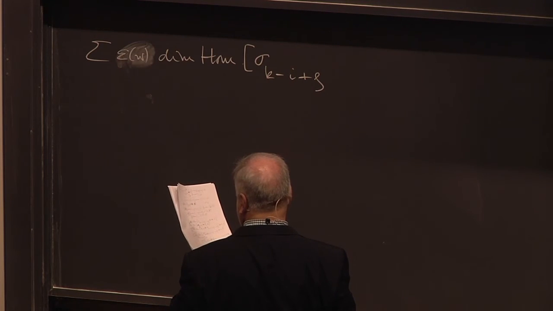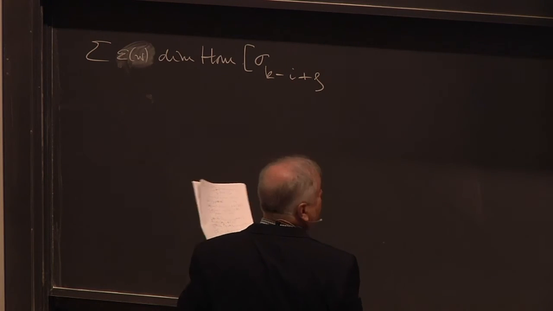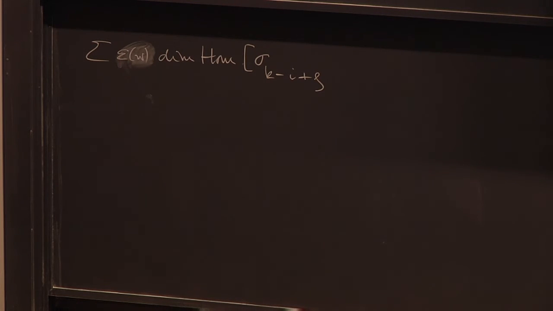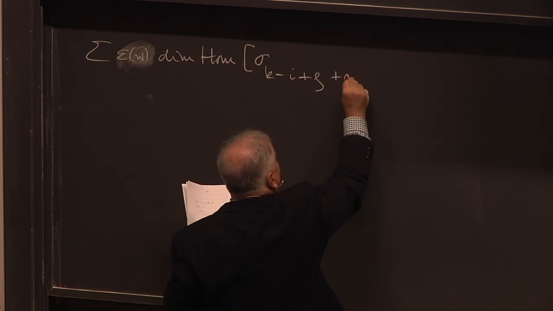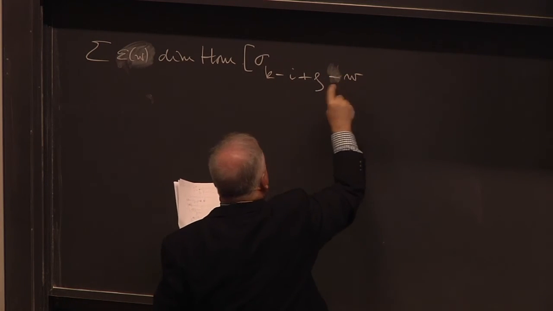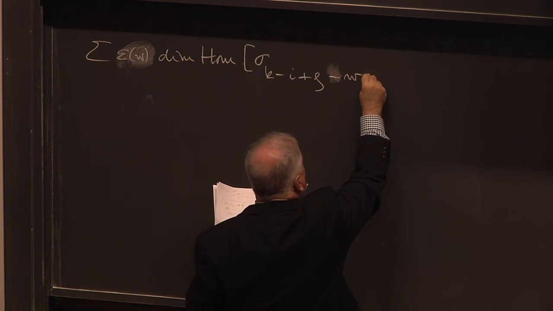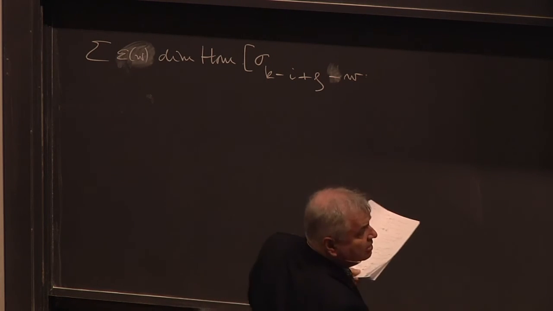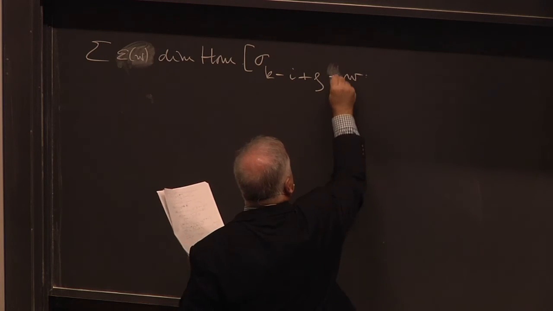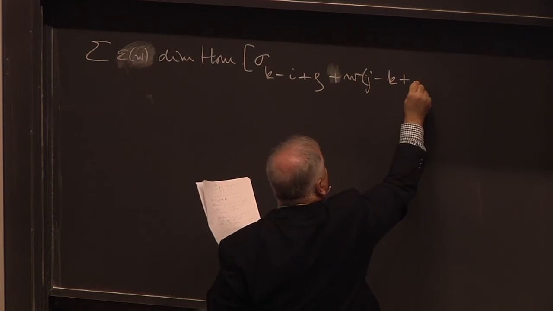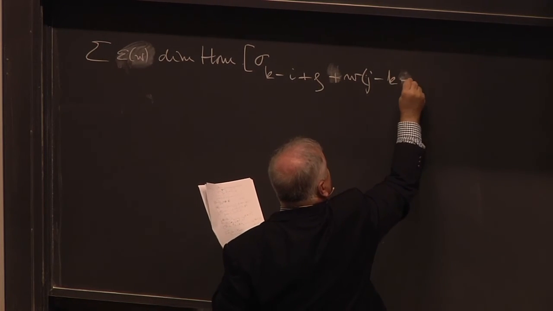And plus these. So, and we have W, and we'll put a minus because we have the minus there for the alternating Laplace, minus W K plus W, sorry, of J minus K plus, and here's a minus, minus rho.